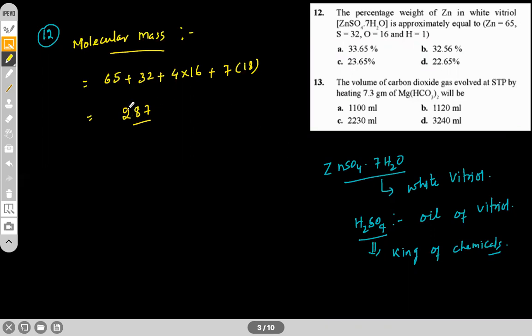Now, out of 287, 65 gram is the mass of zinc. So what is the percentage mass? Percentage mass will be 65 divided by the total mass 287 into 100. And when you solve this, you'll get 22.65%. Right, option D is correct for this one.